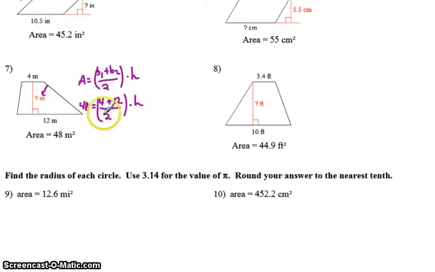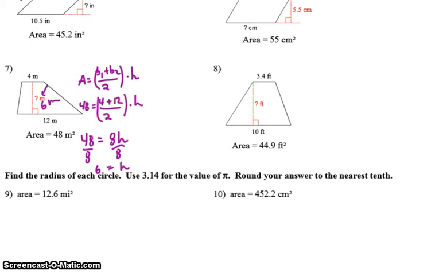First, we can simplify a little bit, right? 4 plus 12 divided by 2 is 8. So I can rewrite this like that. 48 equals 8h. And just like the first problem, I can divide by 8 to solve for h. And I get that h equals 6. And so my missing height here is actually going to be 6 meters.